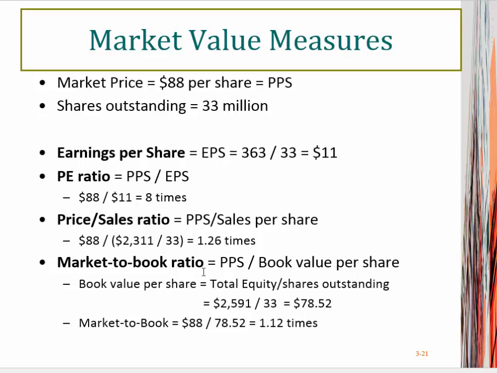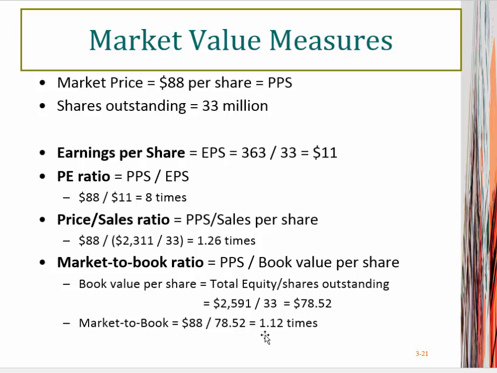The market to book ratio is important to understand from the perspective of mergers and takeover kinds of activity. The market price represents the price to buy the entire company. The book value per share represents the price, it's the accounting value, but it represents the price to build a company that looks exactly like this one. So which would you rather do? Would you rather buy the company's stock for $88 or build the company for $78.52?